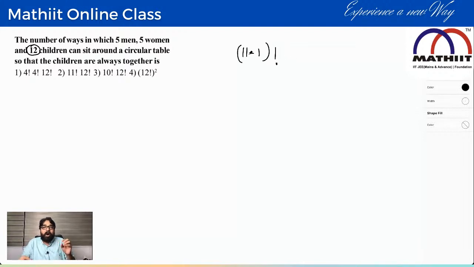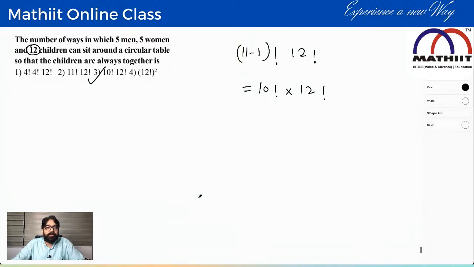And inside the box, children can jump here and there. In how many ways? 12 factorial. So the value will be 10 factorial into 12 factorial. That is the answer. So third will be the answer. I'm sure it's clear to everybody. Right?